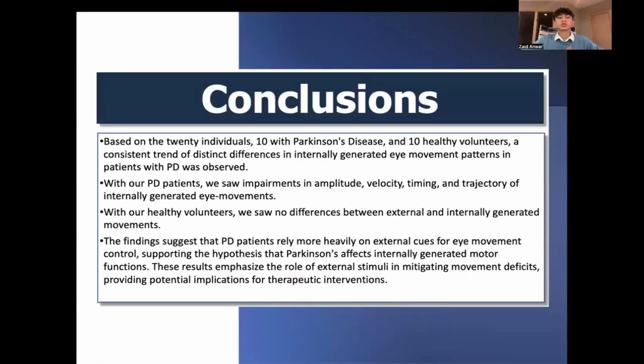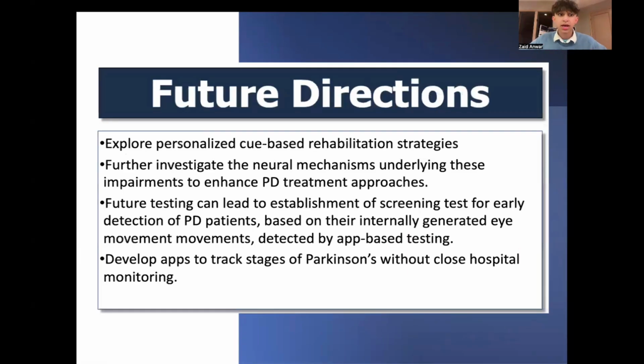So some of the conclusions we can draw from this is that right now with our PD patients, there are impairments in amplitude, velocity, timing, and trajectory. With our healthy volunteers, as expected, there are really no differences. And this suggests that Parkinson's patients rely heavily on external cues for eye movements. It supported my hypothesis, and it really emphasizes the role of externally stimulating these Parkinson's patients' movements, and future directions of where I want this to go.